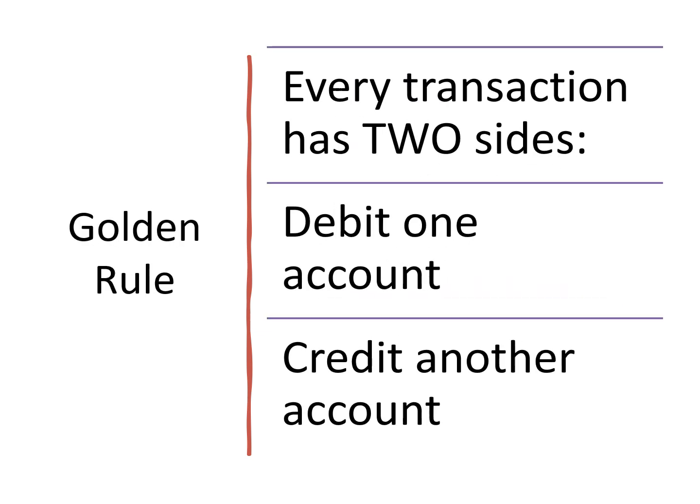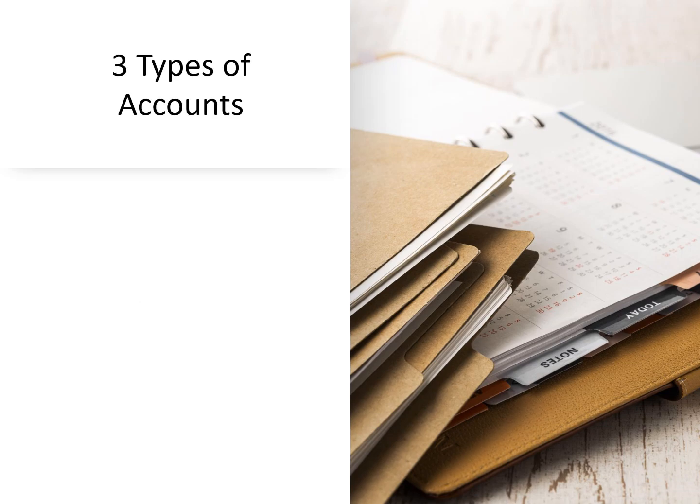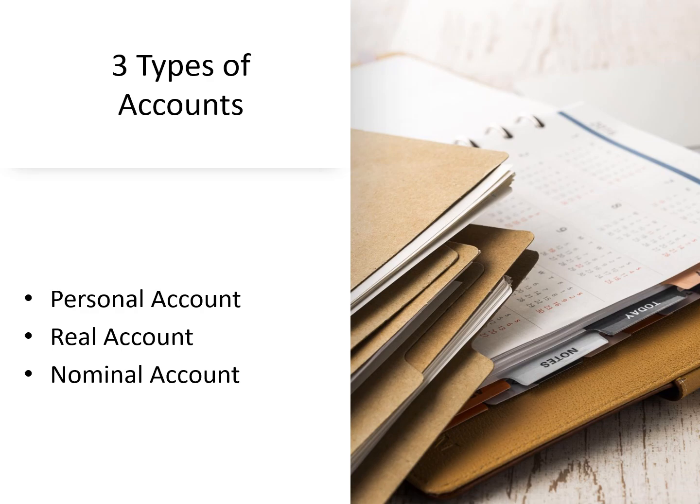Let's look at the golden rule. The golden rule says every transaction has two sides: debit one account and credit another account. Here is where most students get confused, but I will make it easy for you. Let's look at the three types of accounts. We have the personal accounts, the real accounts, and the nominal accounts.